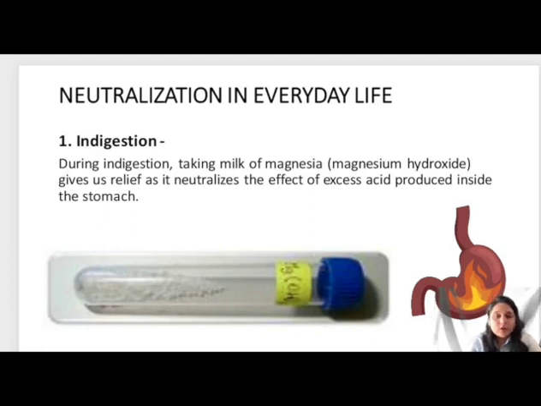If something has more acid, we put a base into it, and then the whole situation will be neutralized. Here is your first example from daily life: indigestion. If we face a problem of indigestion, we have to take milk of magnesia. Why? Because it is magnesium hydroxide, which is a base.